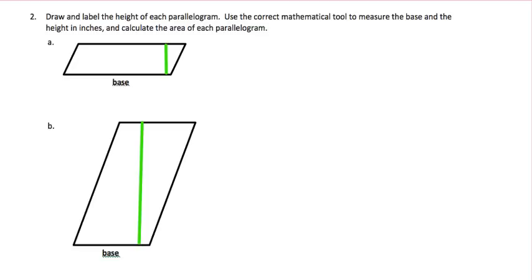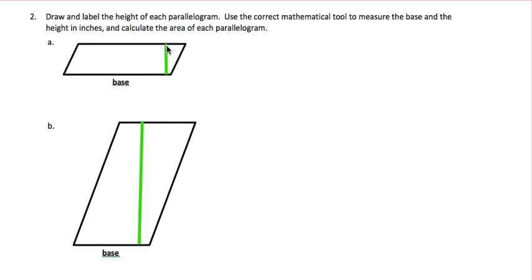So in viewing figures A and B, I drew the height with a green pen so that you could see that the height needs to be perpendicular to the base. And so when you do your measurements, you would measure the base and then the height, which was perpendicular to the base.